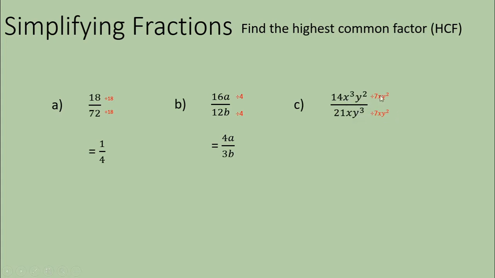So dividing both top and bottom by their highest common factor, and this time it's both a number and variable term, that's going to be 2x squared over 3y. On the top, 14 divided by the 7 gave me the 2. The x cubed divided by the x canceled out one of these x's, so it's x squared. And the y squared divided by the y squared got rid of my y. On the bottom, 21 divided by the 7 gave me the 3. X divided by the x canceled out the x. And y to the power of 3 divided by y to the power of 2 just left me with a single y term.